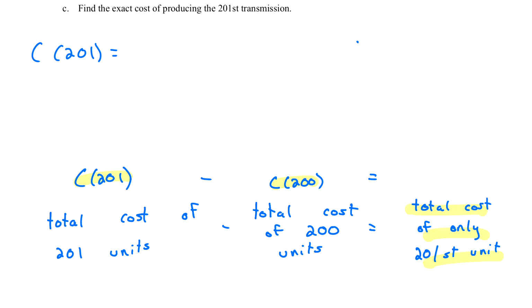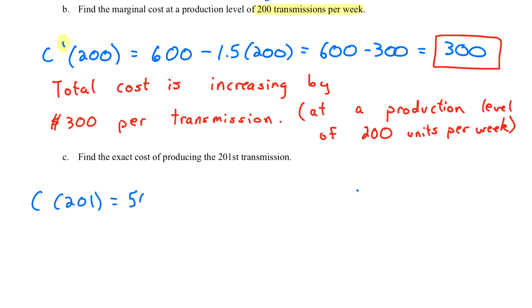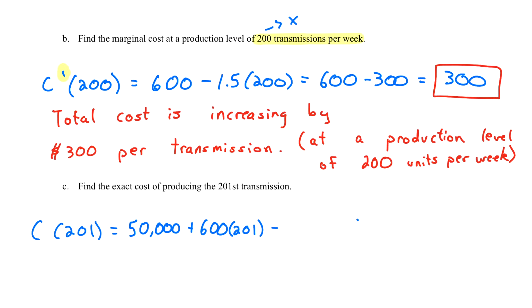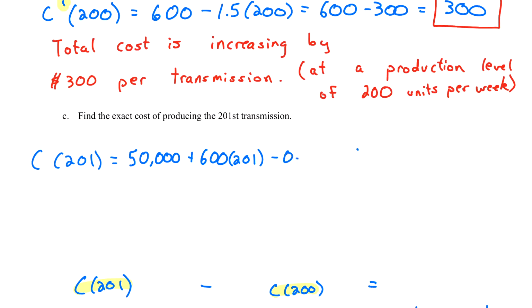First, I need to start by taking 201 and plugging that into our cost function, which was given up here. We said it was 50,000 plus 600x minus 0.75x squared. So here I'm going to have 50,000 plus 600x, so 600 times 201, minus 0.75 times x, that was 201 squared. Now let me grab my calculator here so I don't make a silly mistake.